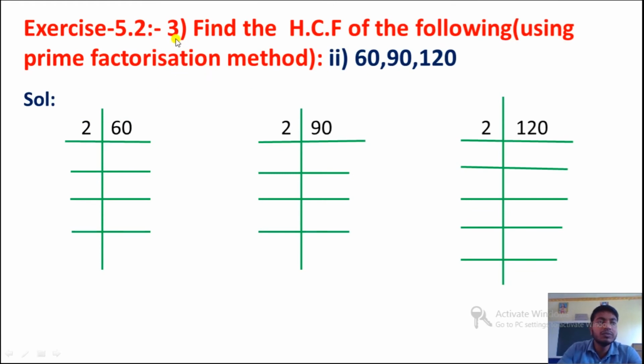Now this is question number 3 from exercise 5.2. Find the HCF of the following using the prime factorization method. And the numbers we have are 60, 90 and 120. Just now I explained to you, first we need to prime factorize them. Okay. So here you can see 60 we have, 90 and 120. So one by one we will prime factorize, we will find out the prime factors.